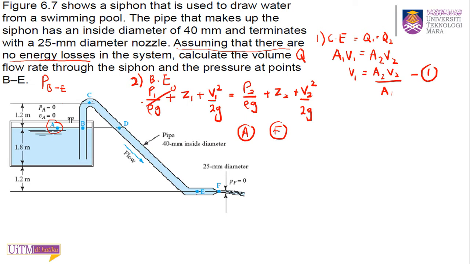Okay, so P1 is at A, and P2 is at F. We know the velocity at A is also 0. Z1 and Z2 have values. Z1 is the elevation at A, and Z2 is 0 because this is your reference point, so ZF or Z2 here is 0. And ZA you need to calculate, 1.8 plus 1.2, that's your Z1.